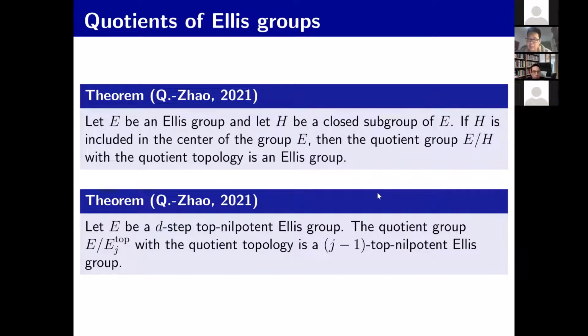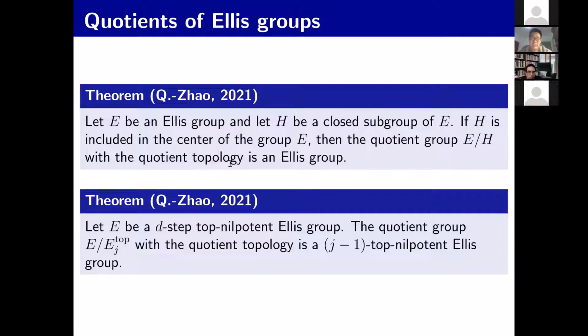There is a question: given a normal subgroup of E, closed, can the quotient group with the quotient topology be a Lie group? Here we provide a condition that if this subgroup is included in the center of the group E, then the quotient group with the quotient topology is a Lie group. And we know that E d top satisfies this condition.